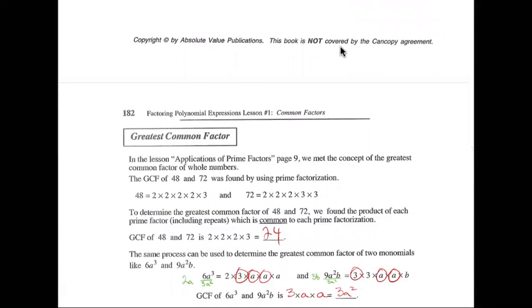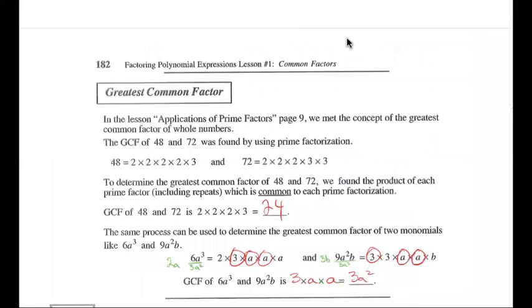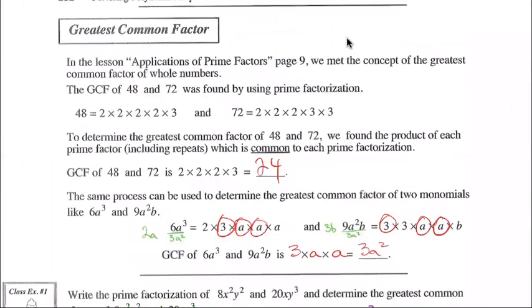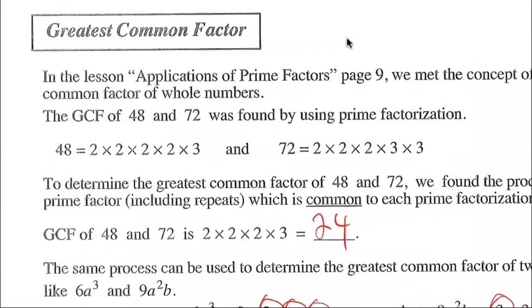We looked at finding the greatest common factor between 48 and 72, of which I already did the prime factorization tree above. So I did that prime factorization, showing that the greatest common factor between 48 and 72 is 24, because these values are common. This 2 and this 2, this 2 and this 2, this 2 and this 2, and this 3. So 2 times 2 times 2 times 3 is 24.